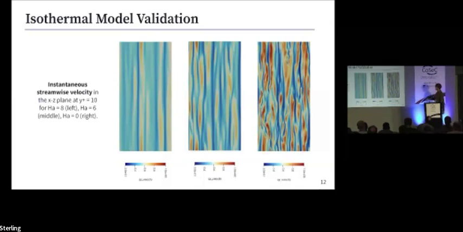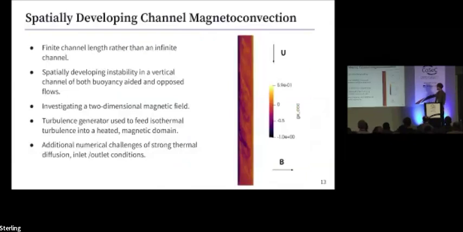And it tends to elongate streaks in the streamwise direction and reduce the intensity of the turbulence. And the elongation of the streaks is due to a reduction in drag from Joule dissipation. So that's a sort of indirect effect. Things get a bit more complicated when we go to add heating as well.